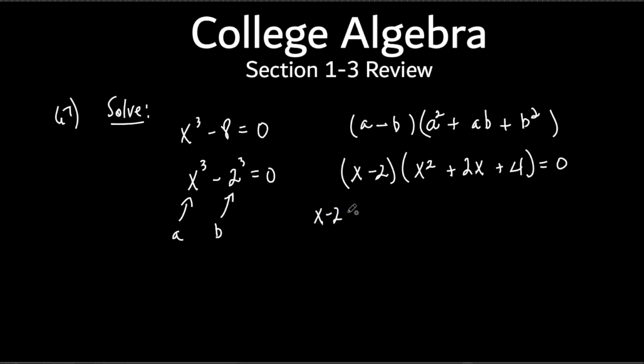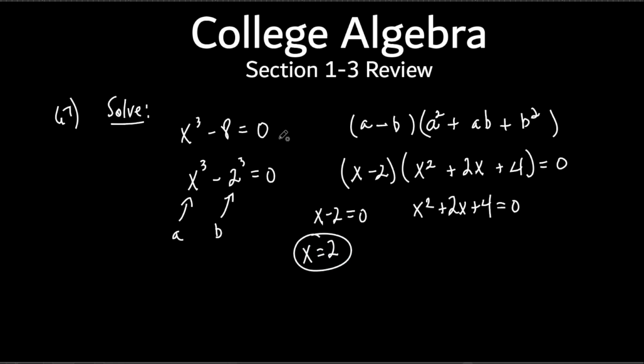So I'm going to take x minus 2, set that equal to 0, and then I'm going to take all of this, x squared plus 2x plus 4, and set that equal to 0 as well. All right, let's do the arithmetic on this. This is pretty easy. Add a 2 to both sides, so x is equal to 2. So that's going to be one of my solutions. It's not my full solution.